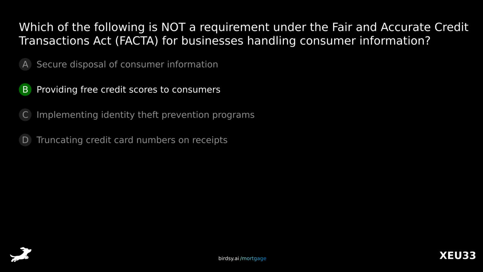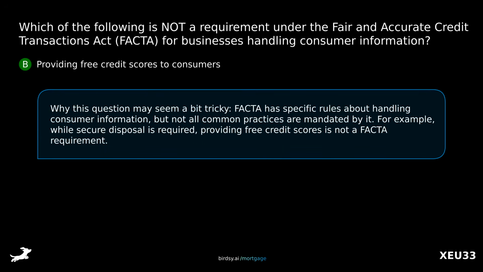The answer is B. Providing free credit scores to consumers. Why this question may seem a bit tricky. FACTA has specific rules about handling consumer information, but not all common practices are mandated by it. For example, while secure disposal is required, providing free credit scores is not a FACTA requirement.